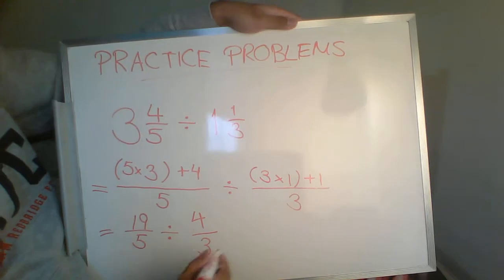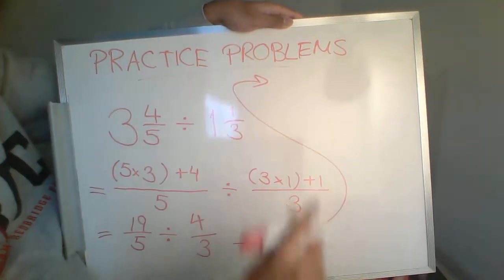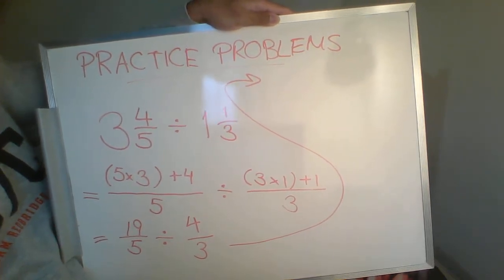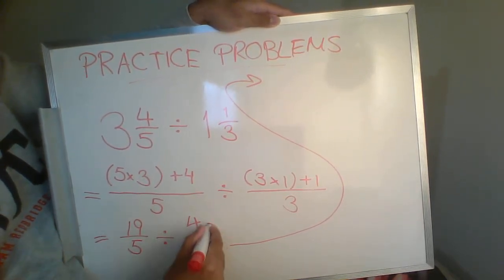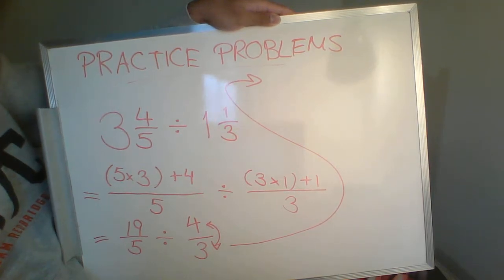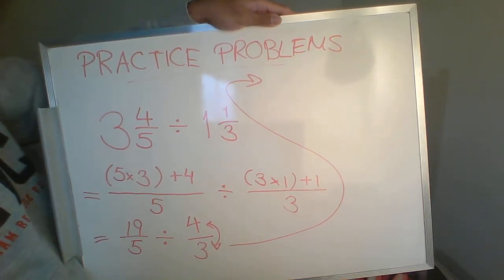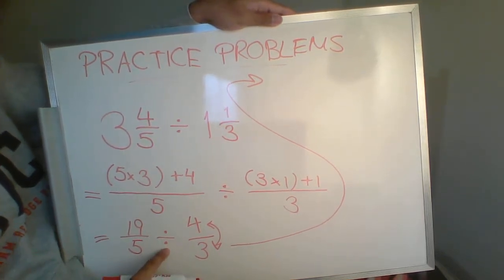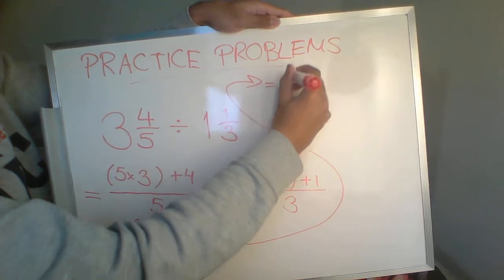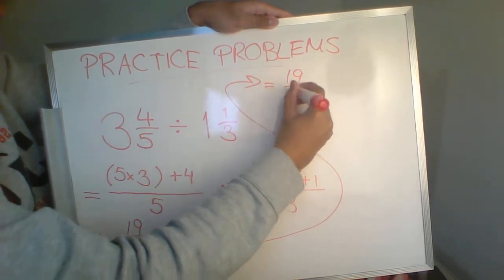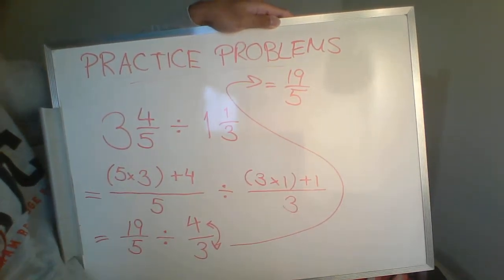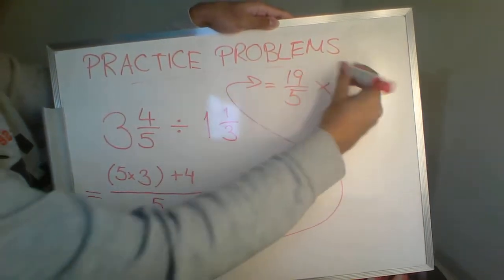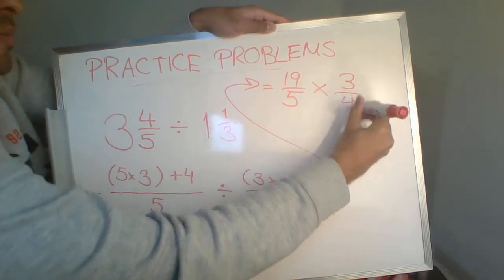So if I'm going to rewrite this up here, our next line is going to go up there. Now, we don't actually do the division. What we're going to do is take that second fraction and flip it over. We're going to take the reciprocal of it, and then change this division sign into a multiplication sign. So the first fraction is going to stay the same. We had 19 over 5. That stays unchanged. And then instead of a division sign, I'm going to put a multiplication sign. And instead of 4/3, I'm going to write 3/4.